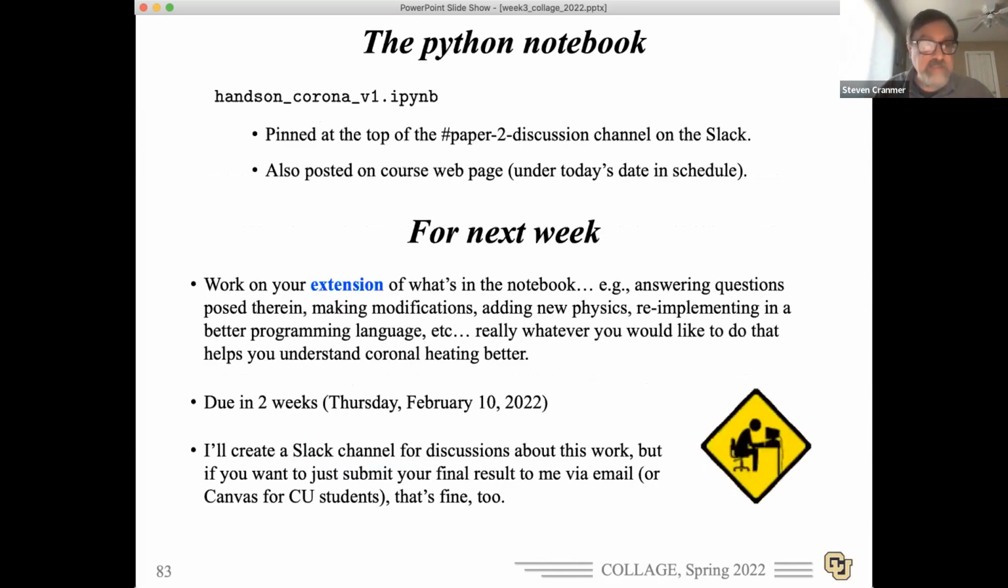But I think that now takes us to the notebook. I can now switch over and show you. And what I would like you to start thinking about is to start extending what's in the notebook. I have some suggestions inside the notebook about things you can do, but please feel free to really do whatever you like. I just want you to do whatever you would prefer to do that helps you understand the physics better, right? And whatever you'd like to do, I'd like to see something in about 2 weeks, and we can discuss it in a different channel also. So let me just switch over and show you the notebook.